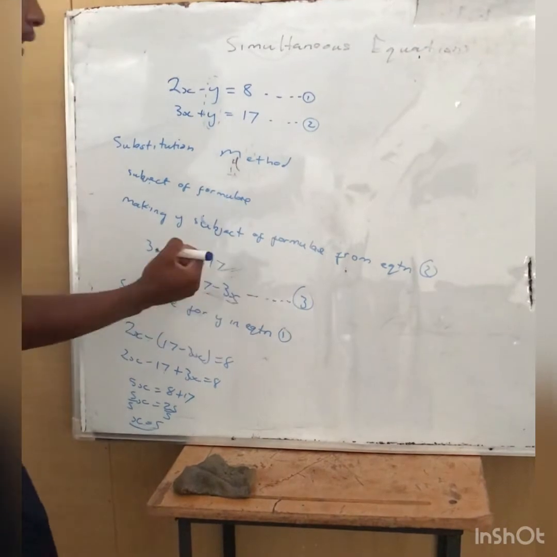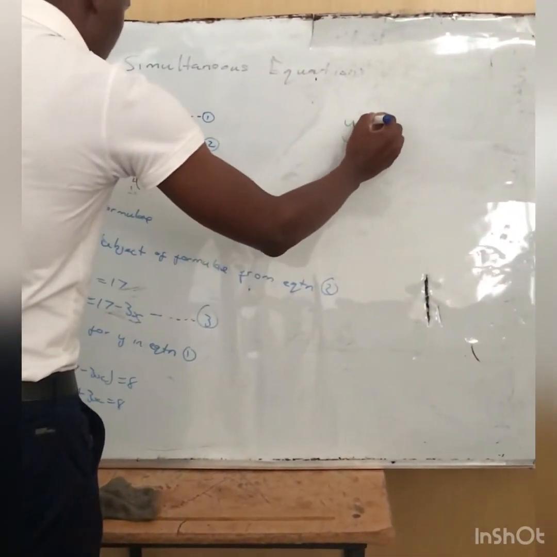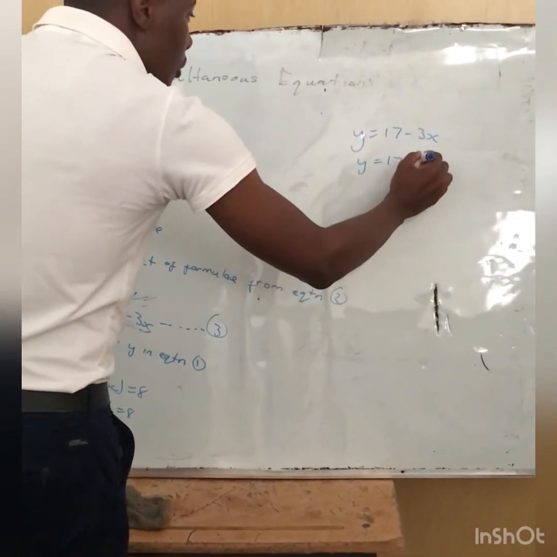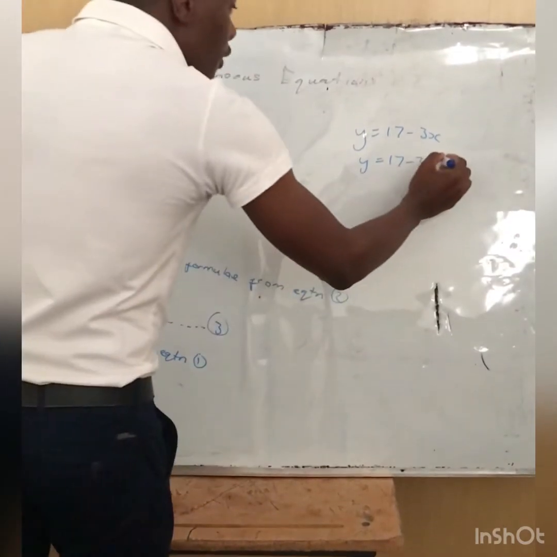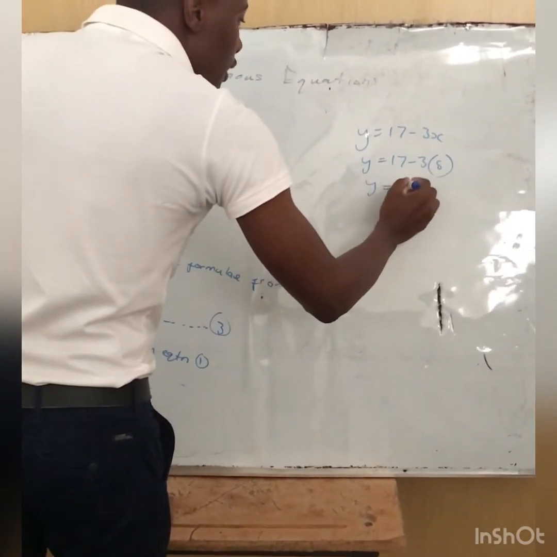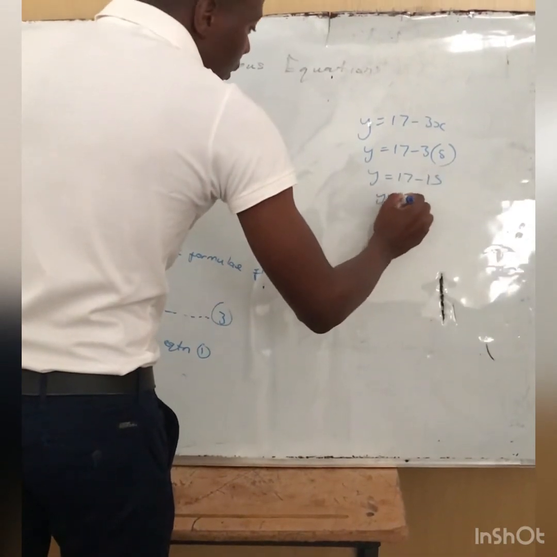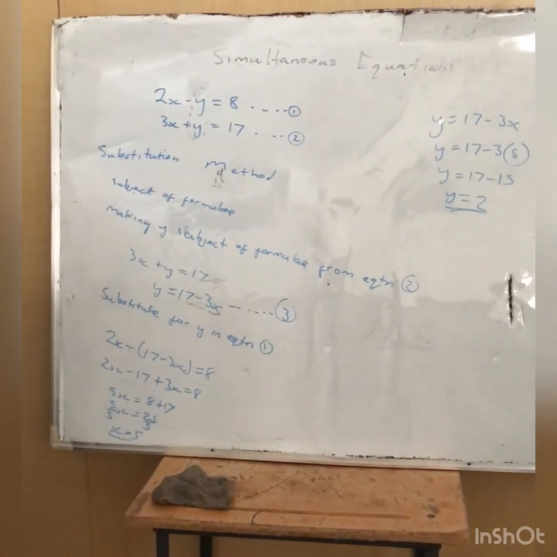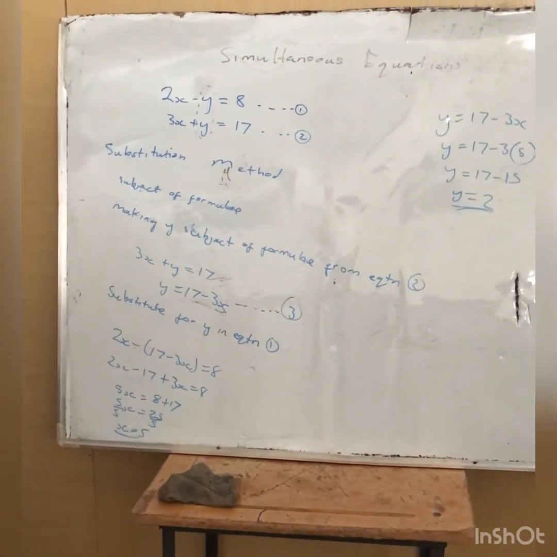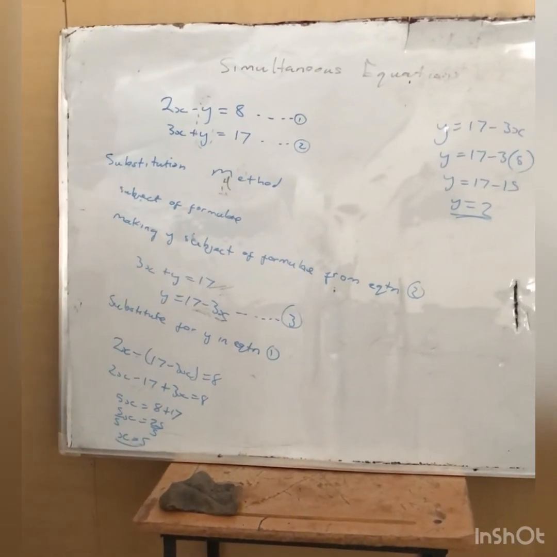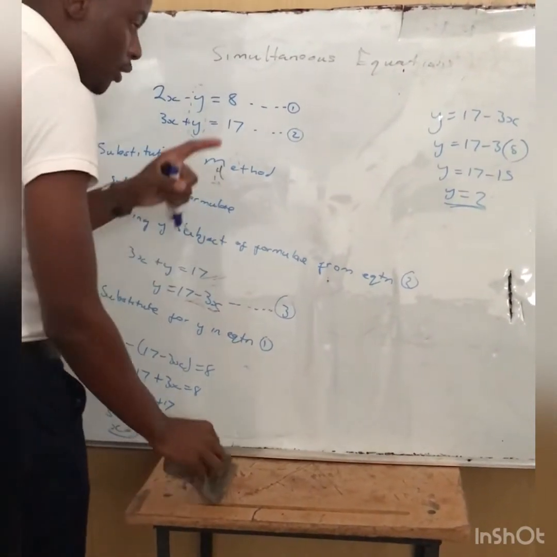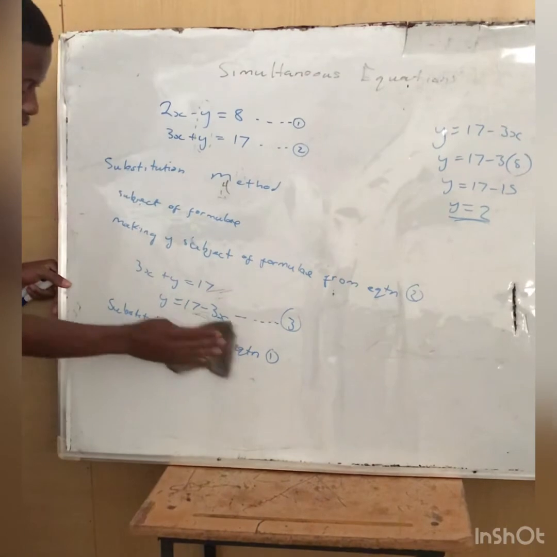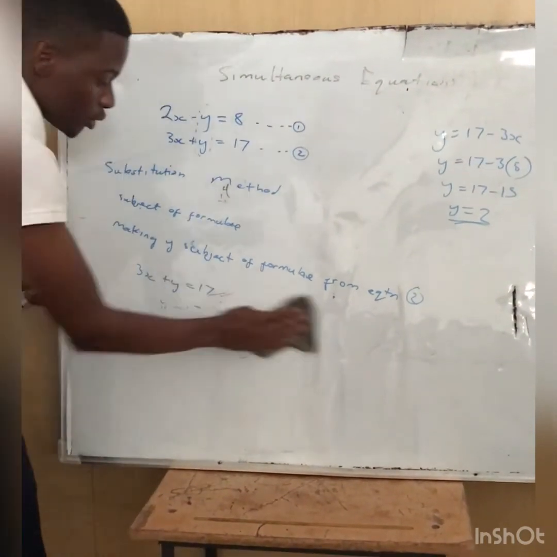So taking the third equation, y is equal to 17 minus 3x. Therefore, y is equal to 17 minus 3 where there's x, I simply put 5. Therefore, y is equal to 17 minus 15, which gives me the value of y is equal to 2, which is the same value that I obtained using the elimination method. So all of these methods should give you the same answer. So you may choose, or the question will specify which method you are required to use.